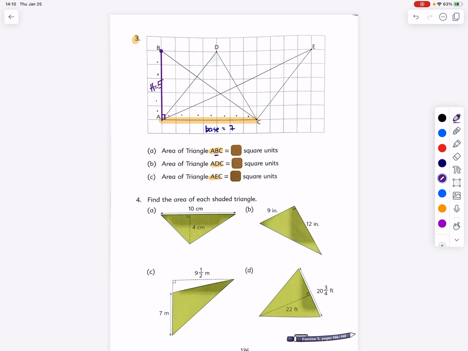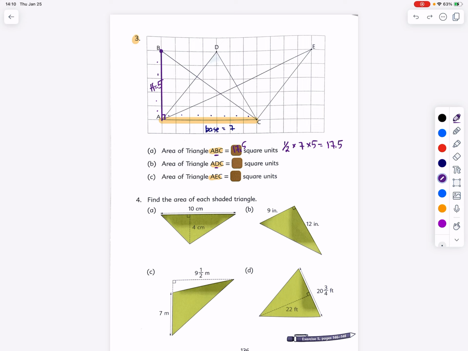Therefore, let's find the area. 1/2 of base times height gives us half of 35, which is 17.5 square units. Now, let's look at the next example. We have triangle ADC. Again, let's consider the same base for triangle ADC. All triangles, in fact, share the same base, which is AC, and it's 7 units.